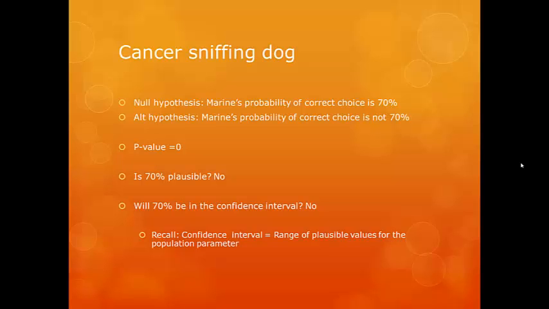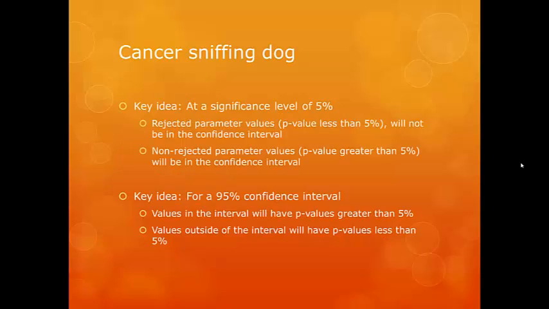This tells us then that 70% will not be in the confidence interval, because a confidence interval is a range of plausible values for the population parameter. So because that p-value is small, we can reject the value 70%, meaning it's not going to be in the confidence interval, because a confidence interval is a set or a range of plausible, believable values for the population parameter.